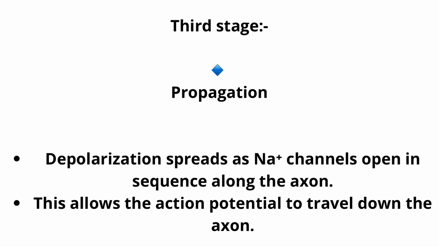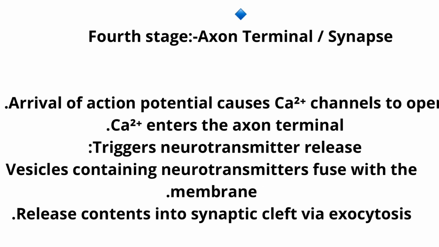Propagation. Depolarization spreads as Na channels open in sequence along the axon. This allows the action potential to travel down the axon. Axon terminal, synapse. Arrival of the action potential causes Ca²⁺ channels to open. Ca²⁺ enters the axon terminal and triggers neurotransmitter release.